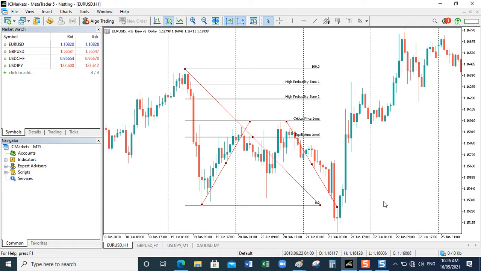We'll go into the chart to see how this plays out. You get to see many trade examples, right?